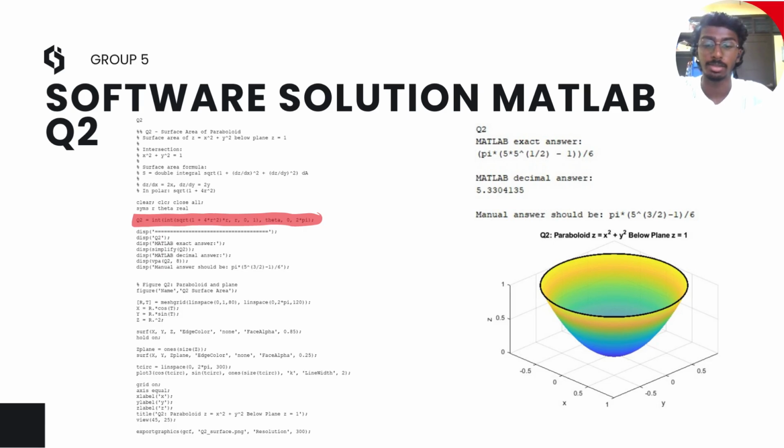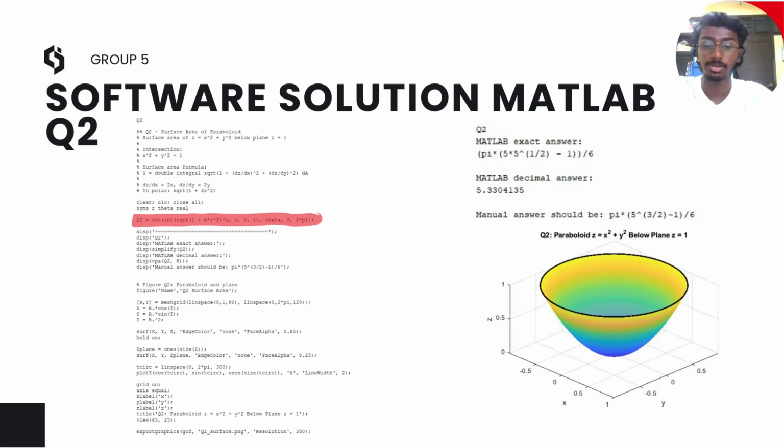In MATLAB, I use the symbolic variables r and theta because the region is circular and polar coordinates are easier. This calculation line is important. The line means MATLAB integrates the surface area formula in polar form. The r comes from dA equals r dr d theta. The limit for r is from 0 to 1 and the limit for theta is from 0 to 2 pi because the region is a full circle.